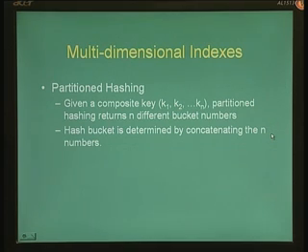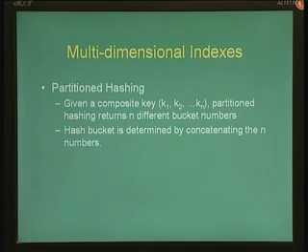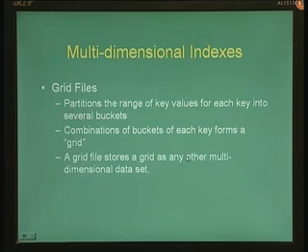But of course ordered indexes suffer from several shortcomings, especially when the number of dimensions is high or when the number of data points is high, you need to compute intersections across these different dimensions, which becomes a lot of overhead. There is also what is called partitioned hashing, where given a composite key like this, that is n different dimensions, partitioned hashing returns n different bucket numbers, and the hash bucket is simply the concatenation of the n different bucket numbers. Other kinds of multidimensional indexes include the grid files.